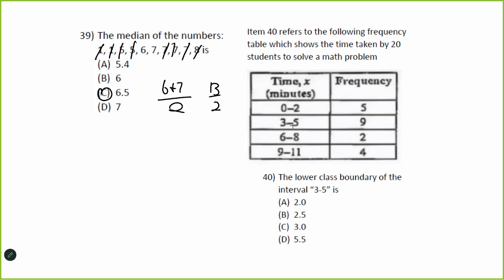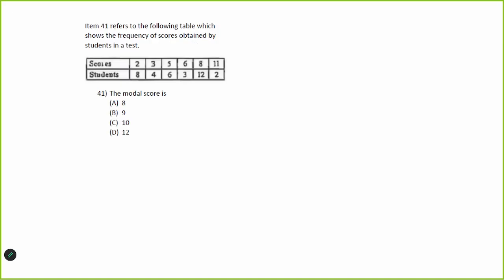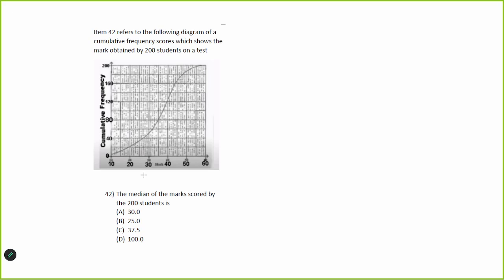No. It would be 2.5. Right? You always take, when you want your lower class boundary, your lower limit and minus 0.5. And if you want your higher class boundary, you take your higher limit and add 0.5 to it. Right? Modal class, most popular, would be 8. This one here, the median of this score, that would be 100. You're going down here, that's 37.5.